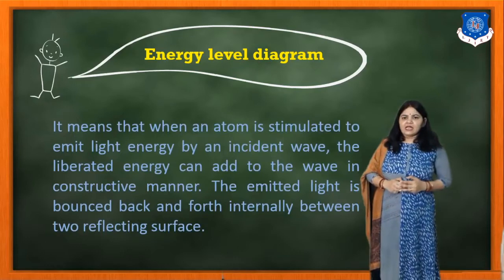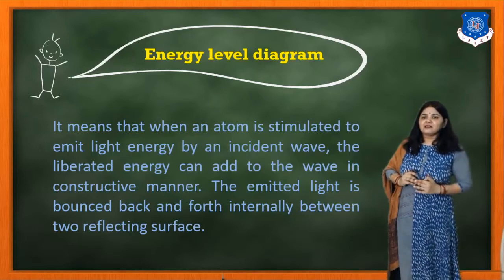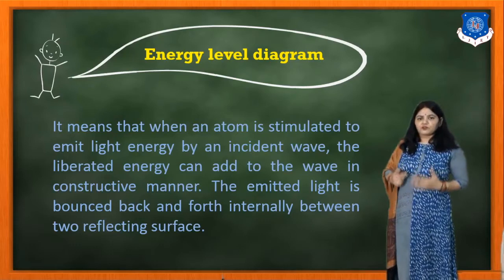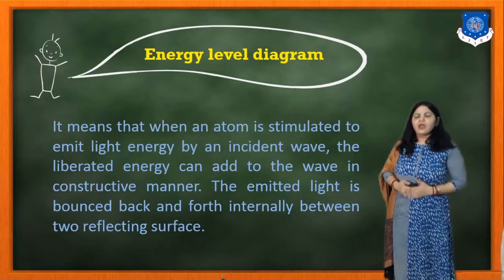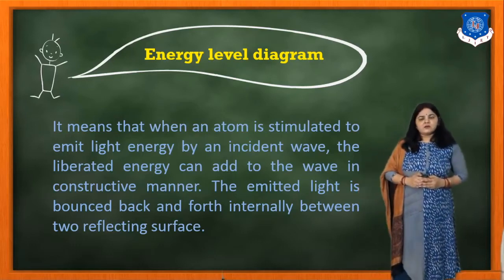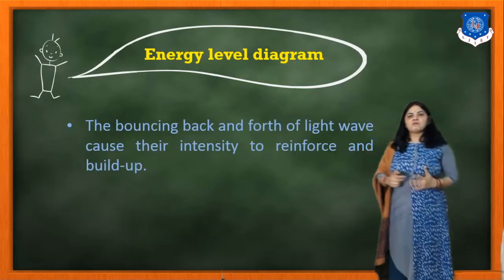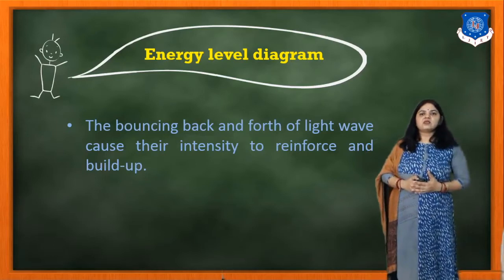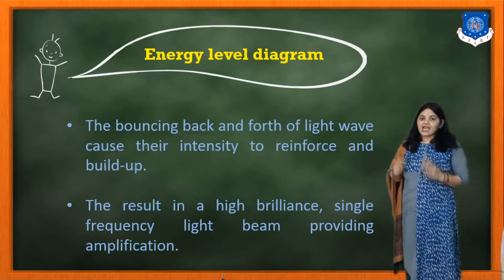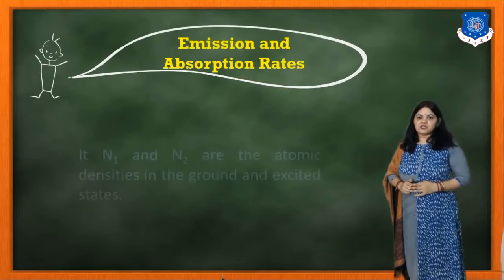So when the atom is stimulated to emit light energy by an incident wave, the liberated energy adds to the wave constructively, and this emitted light is bounced back and forth internally between the two emitting surfaces. The bouncing back and forth causes the intensity to reinforce and build up. This results in a high brilliance, single frequency light beam, providing amplification.